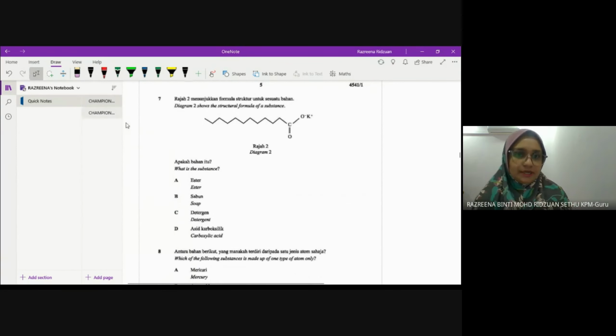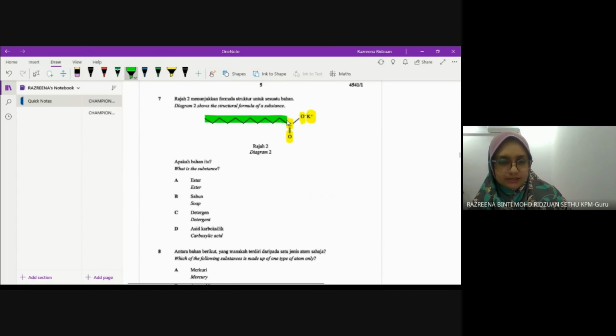Next, question 7. Diagram shows the structural formula of a substance. What is the substance? Look here. There's carbon here, there's O double bond O, O negative and K, and this is a long chain here. This is a long hydrocarbon chain, so this is the tail and this is the ionic head.